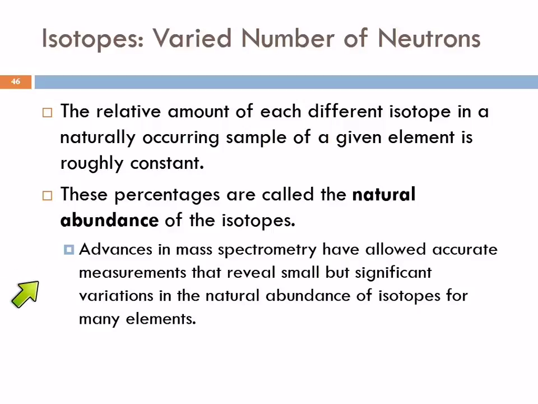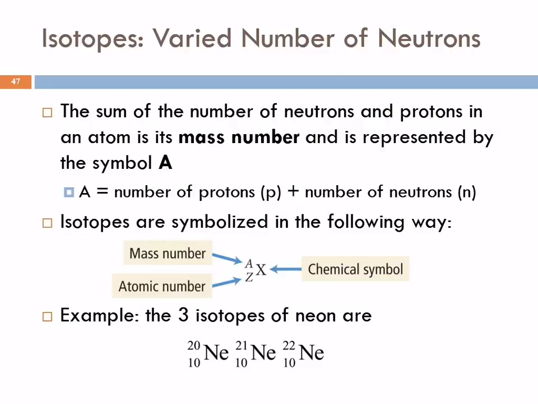Mass spectrometry is what has allowed us to measure more accurately the different masses. And so we find that there are small but significant variations in that natural abundance. We're not going to have to worry about that, but you know, I try not to lie to you. I have to lie to you sometimes for your own good, but I try not to.